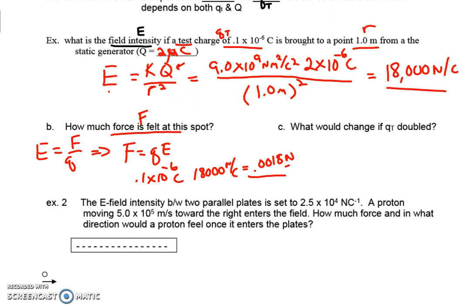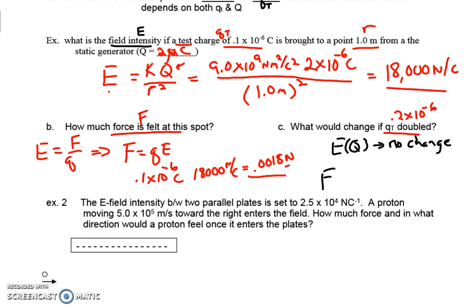Now, what would change if qt doubled? In other words, instead of bringing 0.1 times 10 to the negative 6 coulombs there, we brought in 0.2 times 10 to the negative 6. Now, I don't want you to do the calculations all over again. I want you to understand this conceptually. So what I mean by this, how would E change and how would F change? As abstract as this is, I'm hoping you're getting by now that E depends only on big Q. So there's going to be no change.